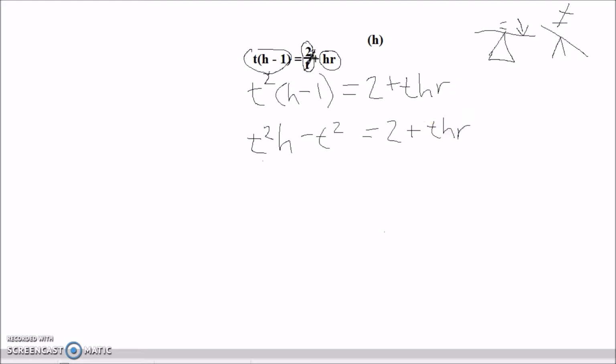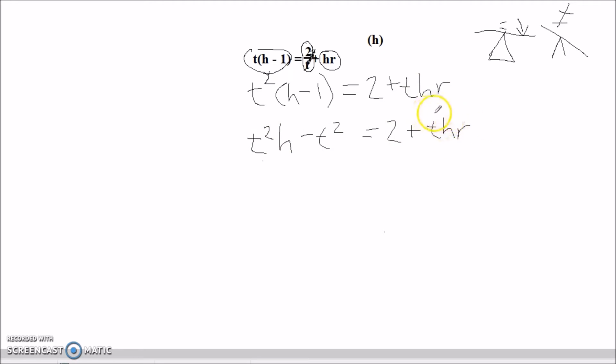The next step to solving this equation would be to see if we can collect any like terms, because at the moment we've got 4 terms, and if we can simplify this, it'd be great. But unfortunately, there's no like terms at the moment because we have a t squared h, there's no other t squared h's. We have a minus t squared, there's no other minus t squareds. There's an integer, and there's a thr. So we can't collect like terms at the moment. Our next thought should be we need to make h the subject. So a good move would be to get all of the terms containing h on the same side.